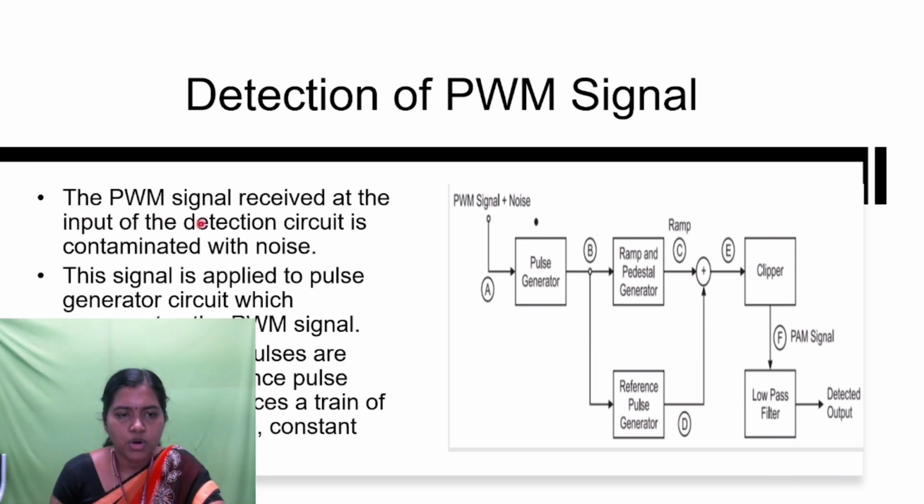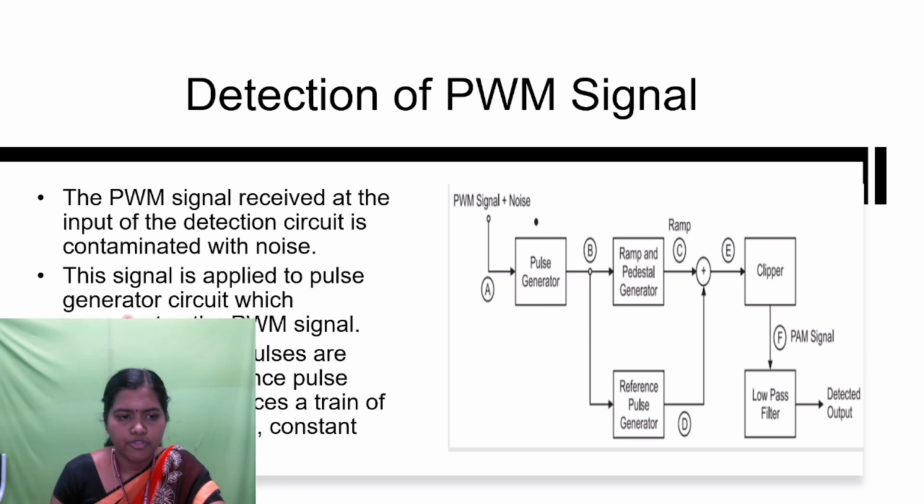So the pulse width modulated signal which is received at the input of the detection circuit is contaminated with noise, because after a very long distance, when you receive a PWM signal, it is usually affected by noise also. This signal is applied to the pulse generator circuit which regenerates the pulse width modulated signal. So this one is given as an input.